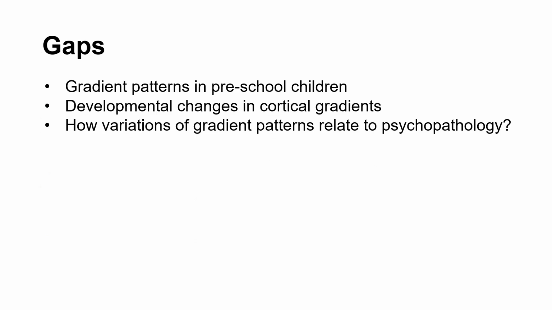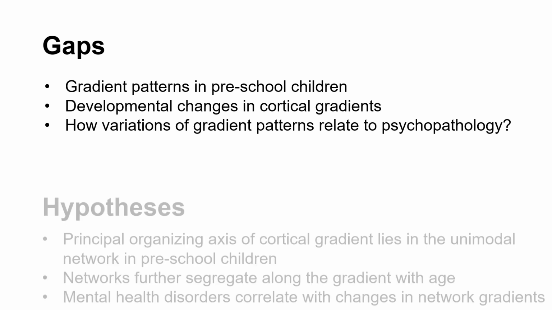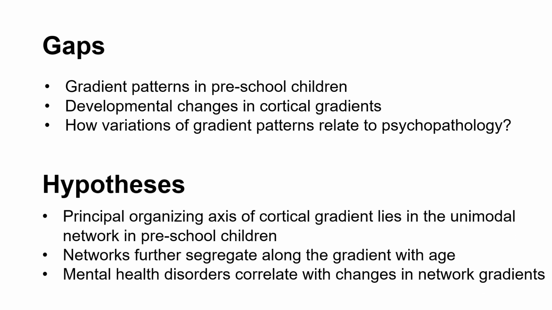However, the gradient pattern in preschool children, the longitudinal changes in individuals' connectivity gradients, as well as whether variations of gradient patterns relate to psychopathology remain to be seen. In this study, we hypothesized that the principal organizing axis of cortical gradient lies in the unimodal network for preschool children. We expect that different networks would further segregate along the gradient between 4.5 and 6 years old. We also think that different mental health disorders would correlate with the network gradient patterns.